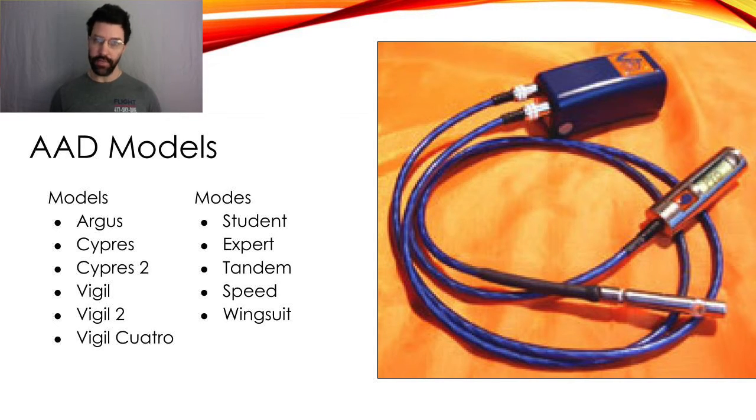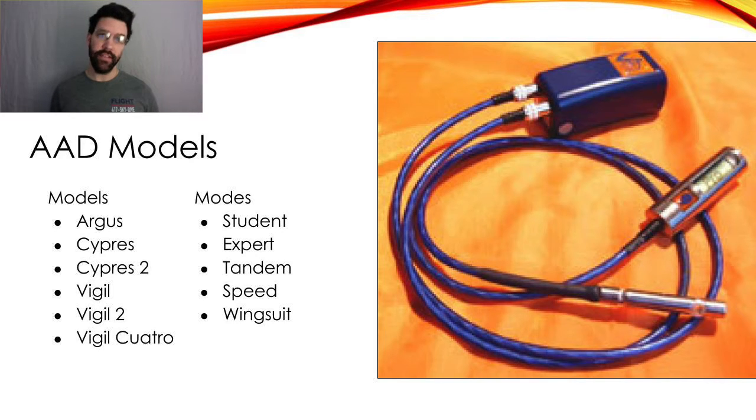Students are allowed to jump either a student mode or an expert mode AAD during their student jumps. An expert mode Cypres has a little bit higher speed tolerance for deploying the reserve parachute automatically. The expert mode assumes that the person jumping has the situational awareness to cut away the main parachute before deploying the reserve parachute. You'll learn more about the tandem mode, speed mode, and wingsuit mode later on.